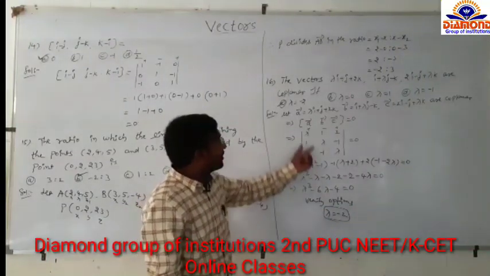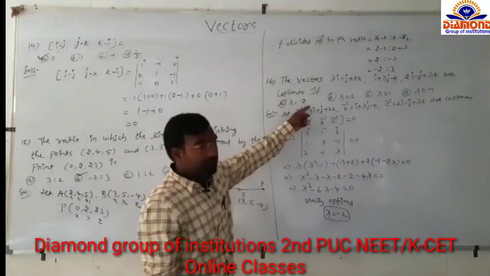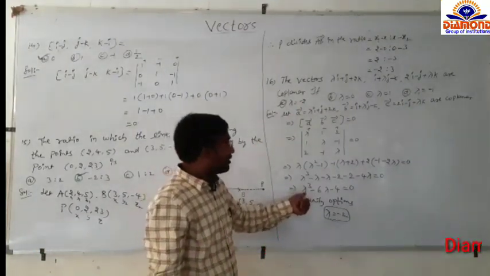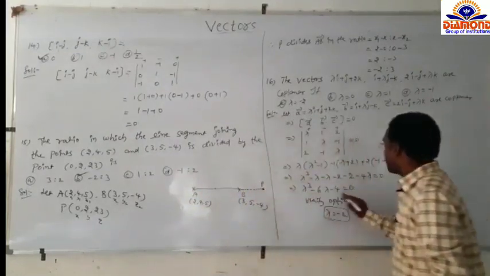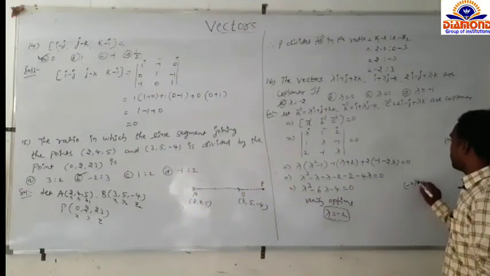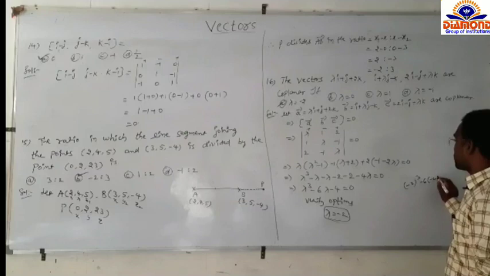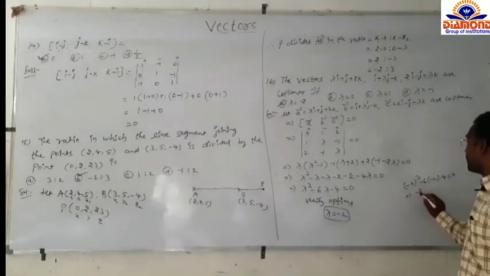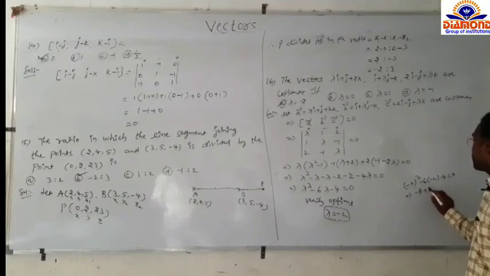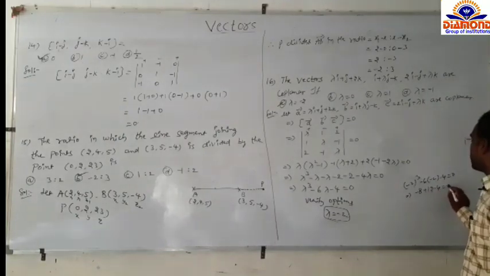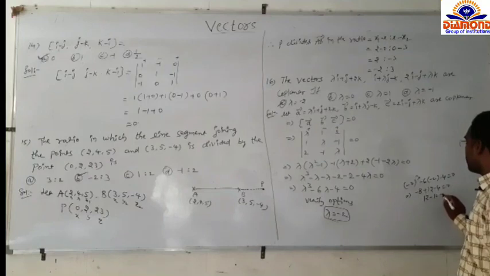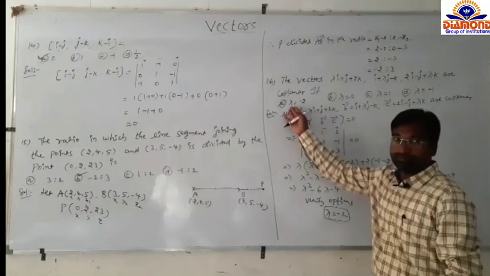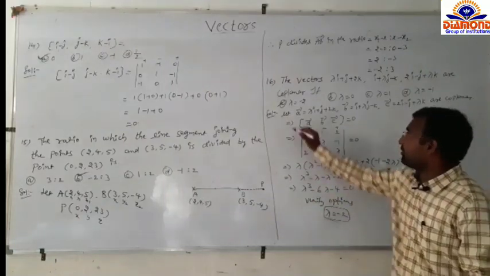So verify options. What is the first option? Lambda equal to minus 2 is given. In the place of lambda you can substitute minus 2. What do you get? Minus 2 whole cube minus 6 into minus 2 minus 4 equal to 0. Minus 2 whole cube is minus 8, minus 6 into minus 2 is plus 12, minus 4 equal to 0. So 12 minus 12 equal to 0, 0 equal to 0. So option A is verified. That's why the answer is lambda equal to minus 2.